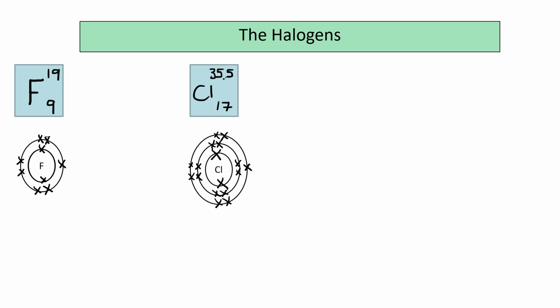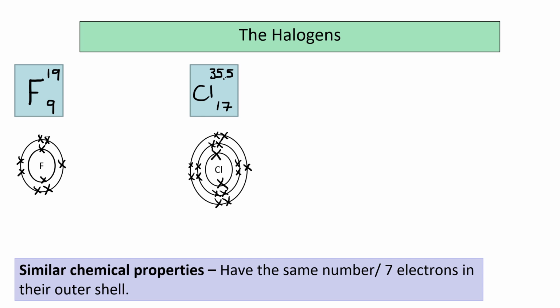So what do they both have in common? That's right, they have 7 electrons in the outer shell, which is why they are both found in group 7. And this is really important for their chemical properties and the way that they react in chemical reactions. I'd recommend you note this down as this is a really common question. They have similar chemical properties because they have the same number, or 7, electrons in their outer shell.